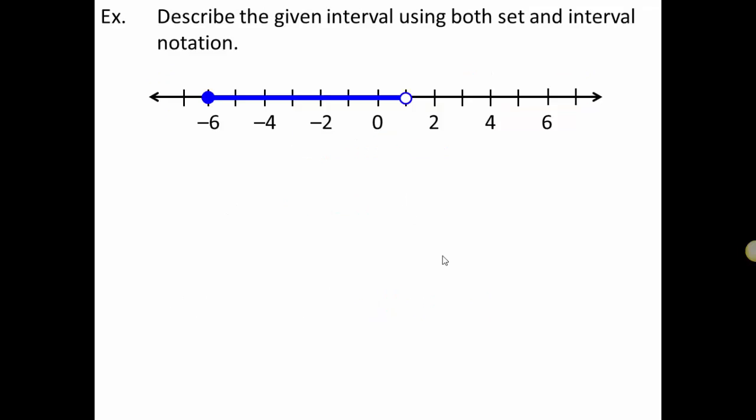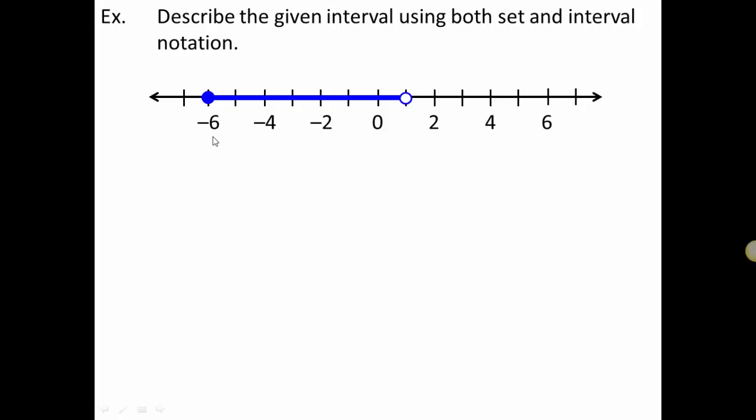Now essentially I've covered all possible types of situations that you're going to see. Now I'm just going to throw a few at you. Pause here, give your answer to the question, both a set notation and an interval notation for this interval, and then hit play when you're ready.